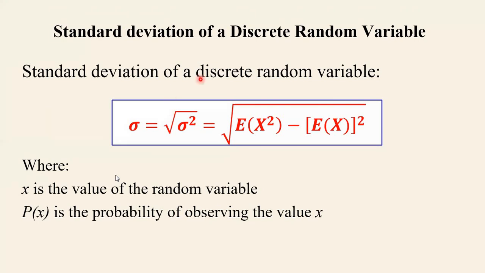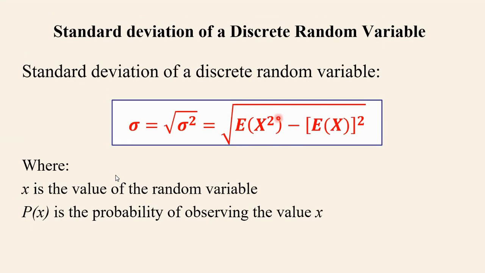Then for the standard deviation, we have to take the square root. Sigma, the standard deviation for a discrete random variable, is the positive square root of sigma squared, the variance. That is equal to the square root of expected value of x squared minus (expected value of x) squared.